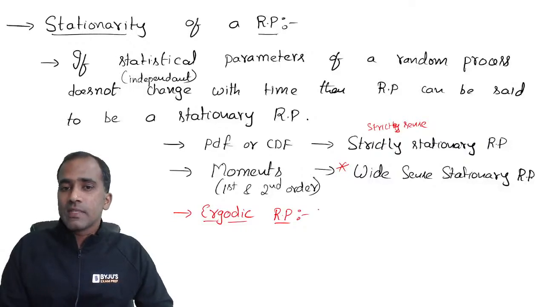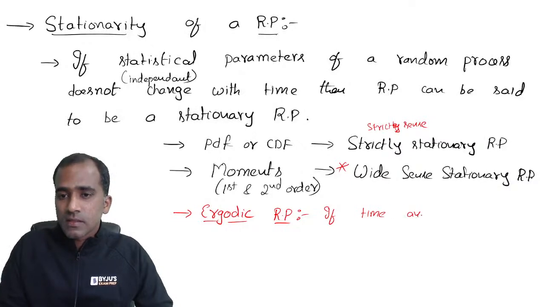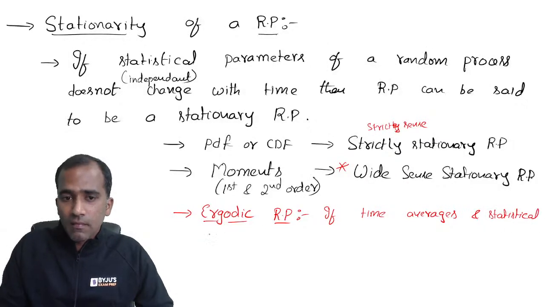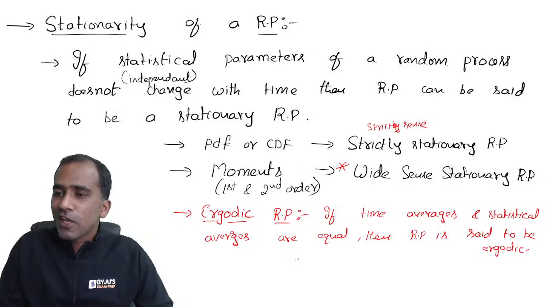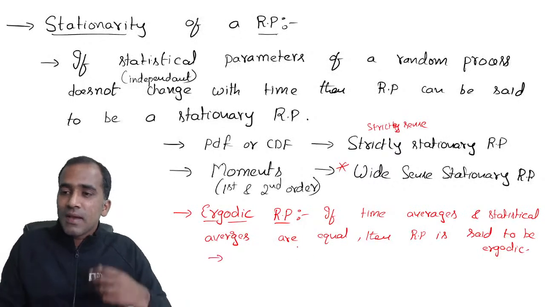So ergodic random process. What is ergodic random process? If time averages and statistical averages are equal, then the random process is said to be ergodic.